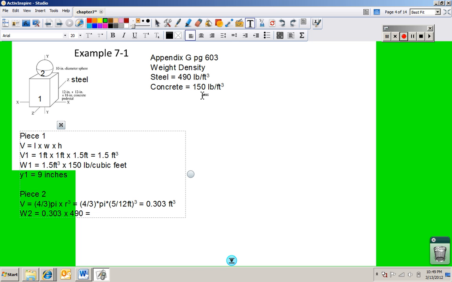and I get 148.5 pounds. Okay. Then, let's see, so y2, the center of that sphere is right here at the center at 5 inches up into the sphere. But first we have to add 18, so that is 18 plus 5, so it's equal to 23 inches.